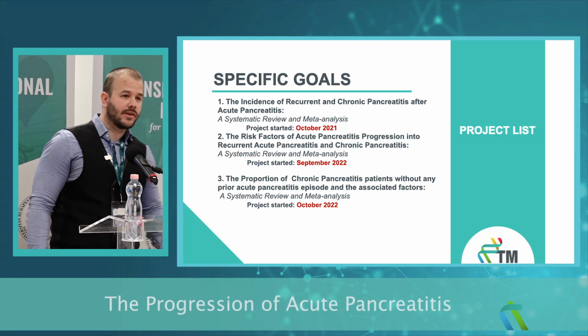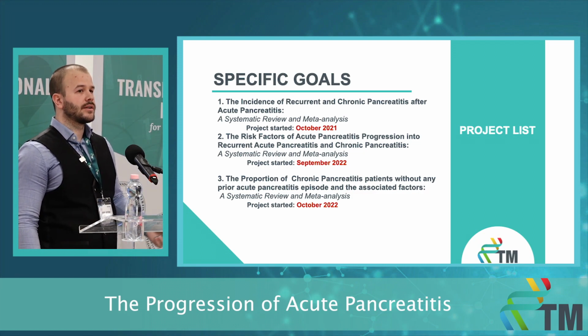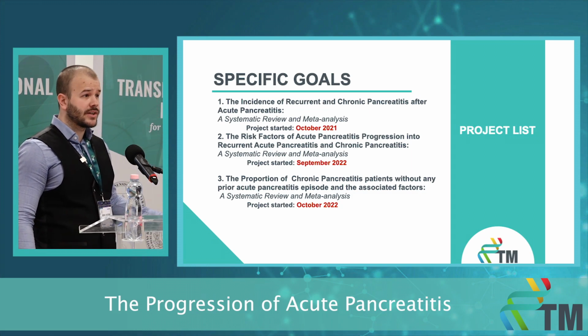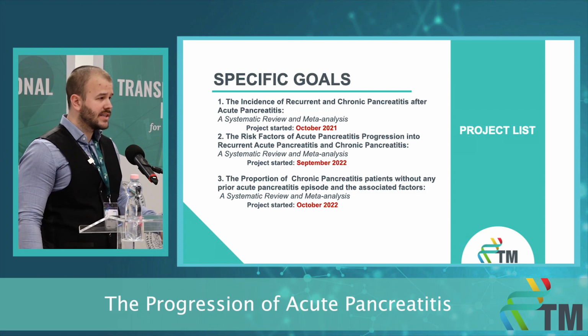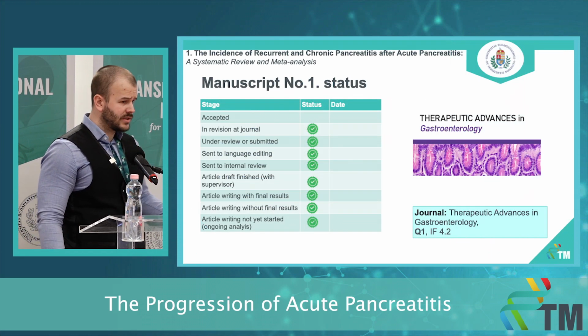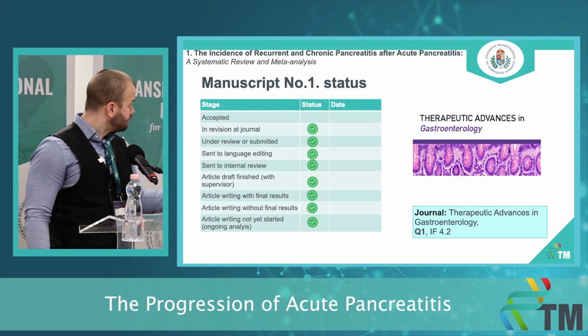Here you can see a brief overview of my research projects. The first one is the incidence of recurrent and chronic pancreatitis after acute pancreatitis, a systematic review and meta-analysis. In this project, we investigated the recurrence and progression rates of acute pancreatitis based on the severity and etiology of the first acute pancreatitis episode. The current status of this project is under revision at Therapeutic Advances in Gastroenterology.